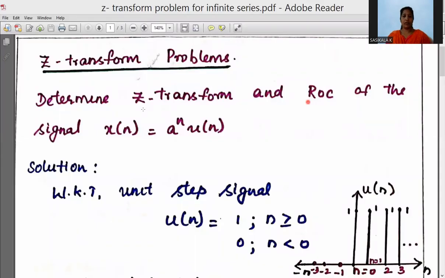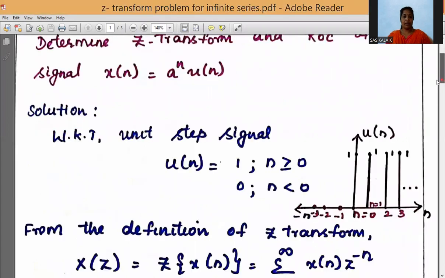Hello everyone. Today we are going to see about Z transform problems. The question is: determine the Z transform and ROC, that is, region of convergence, of the signal x of n equal to a power n into u of n.